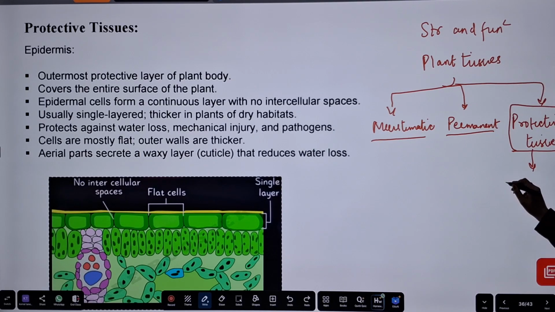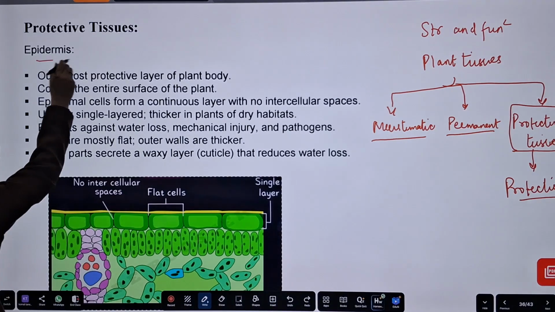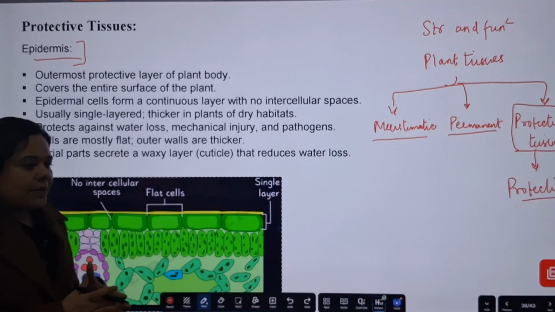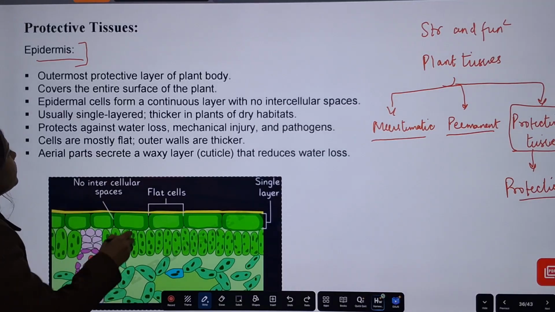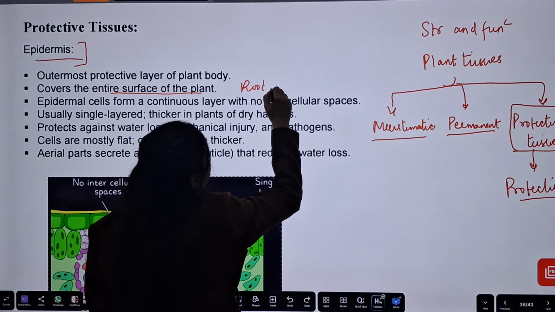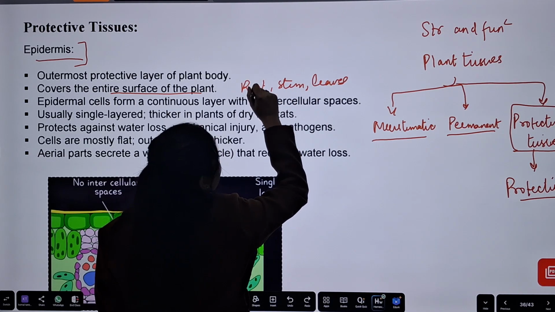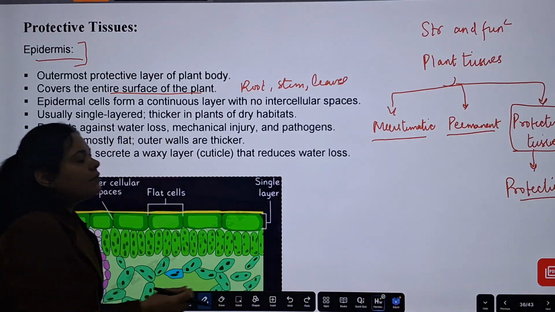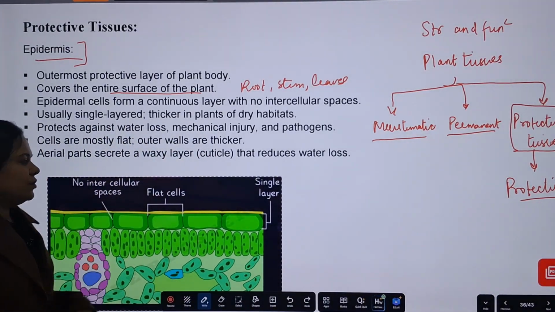As the name suggests, their main function is to provide protection to the plant. So let's study the first type of protective tissue, that is epidermis. Epidermis is present over stem, leaves, roots, all over the plant body, the entire surface of the plant. But root epidermis differs from stem and leaves. Epidermis over root, stem, leaves differ a little bit, but there are many common features. So let's see those common features.